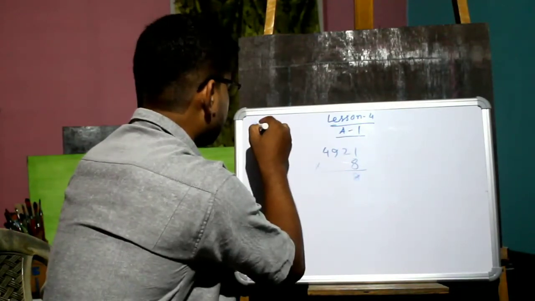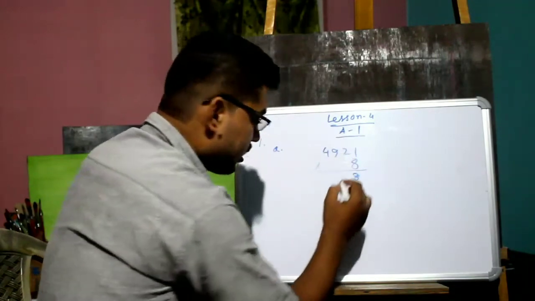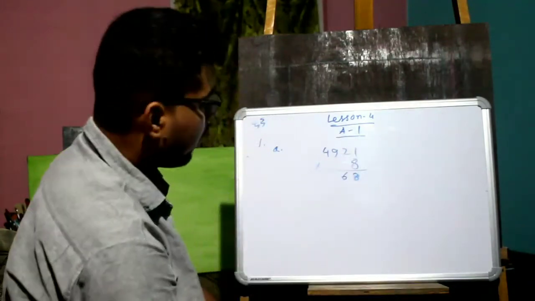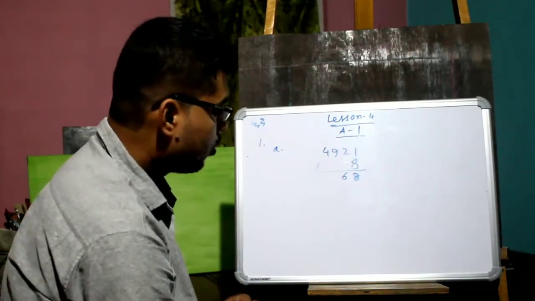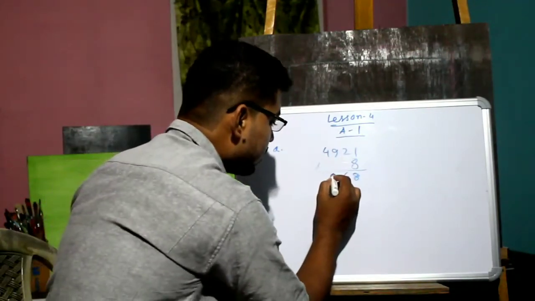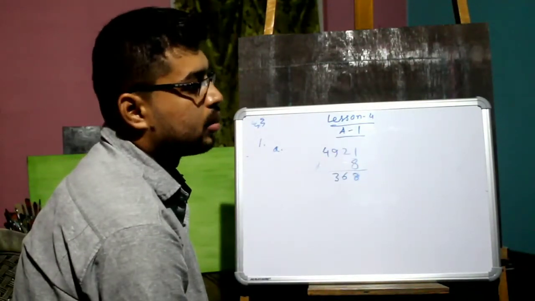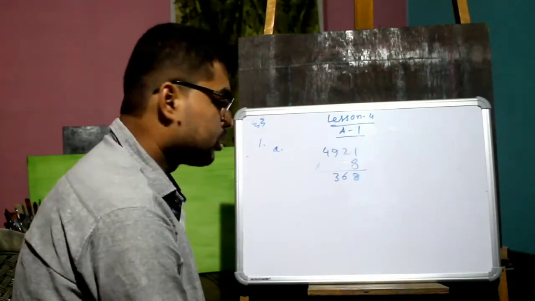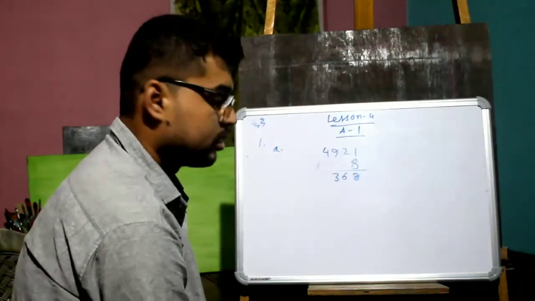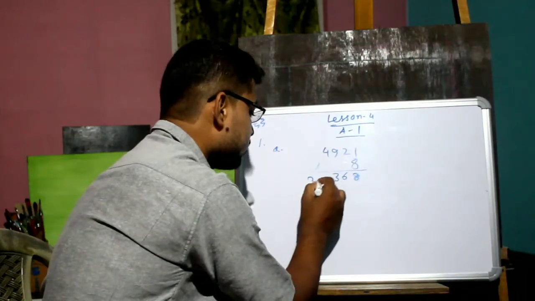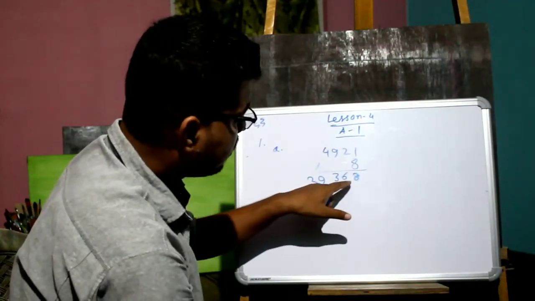8 into 2, 16. 6 is coming, so 1 is gone. 8 into 9 is 72. 72 plus 1, 73. So here 3, 7 is gone. 8 into 4 is 32. 32 plus 7 is 39. The answer, the product, is 39,368.